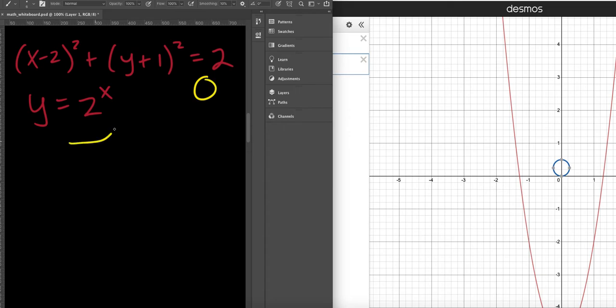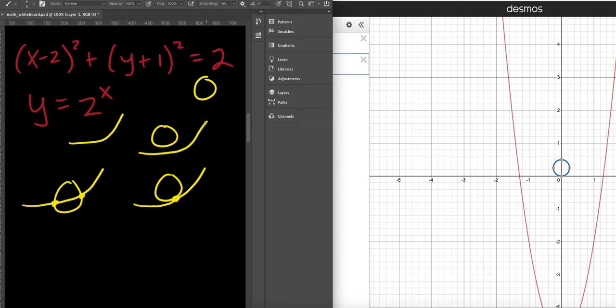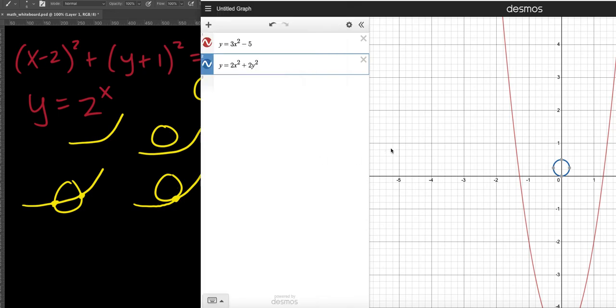This is an exponential function. Okay? So we could have a circle and an exponential function that cross twice. We can have a circle and an exponential function that just skims the side and get one solution. And we can also have a circle and an exponential function that don't cross and have no solutions. So we're going to get either 0, 1, or 2 solutions when we graph this. And let's see what we get.